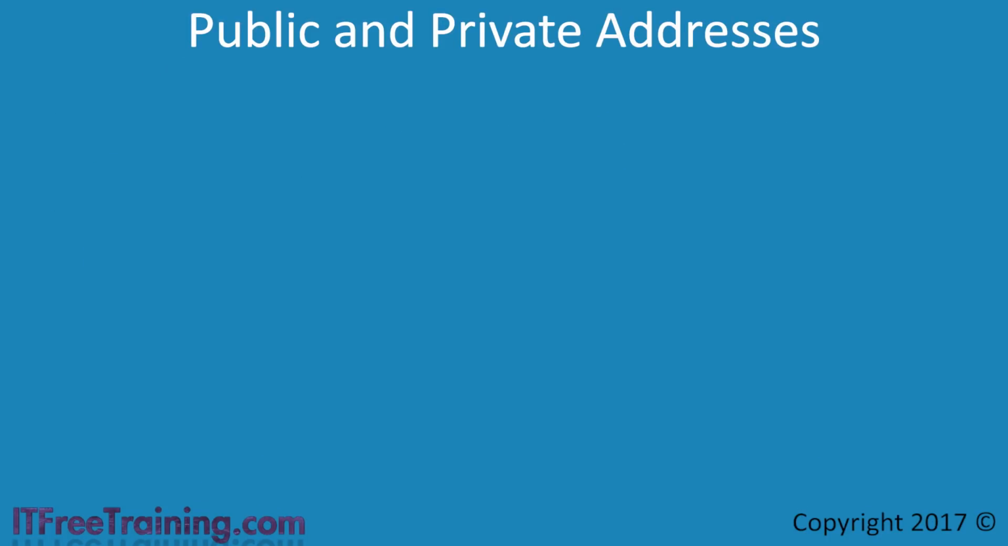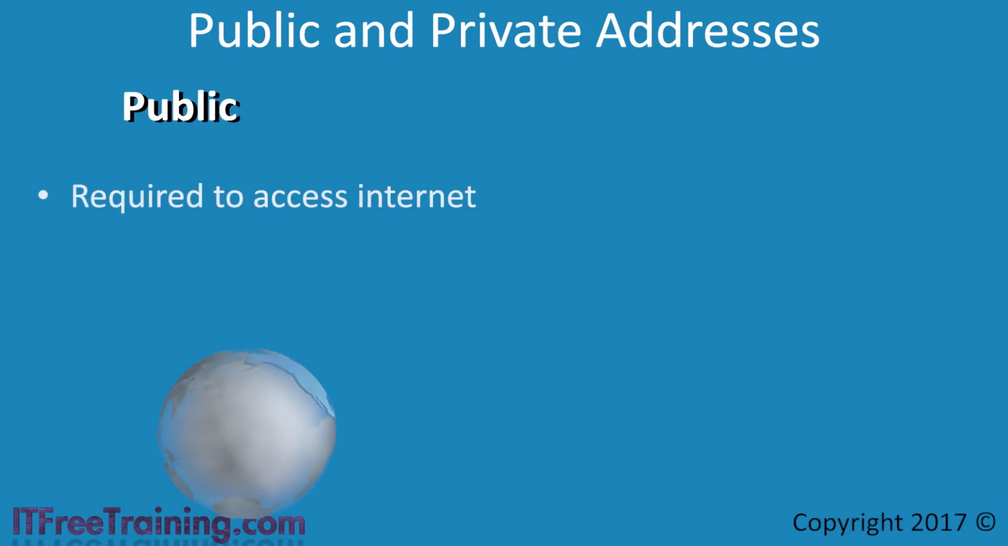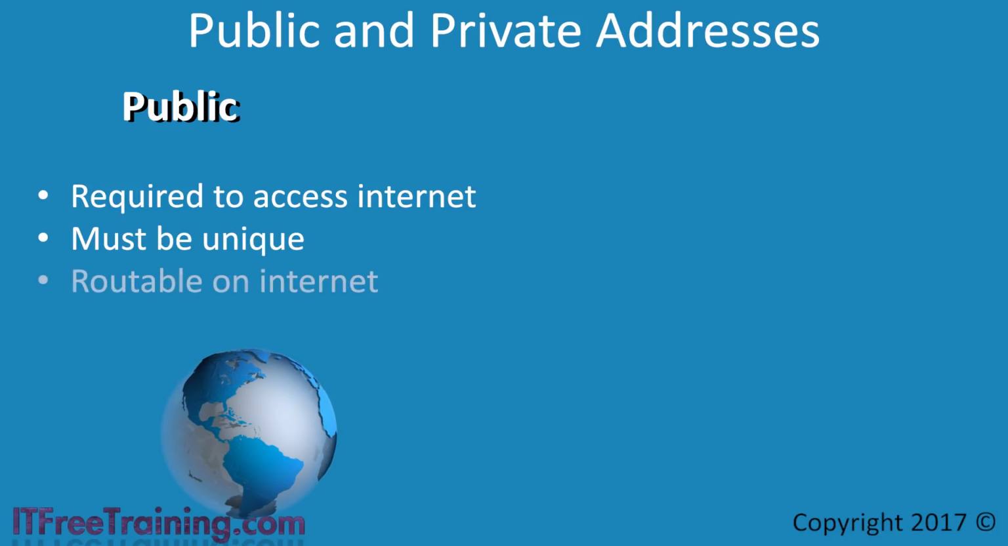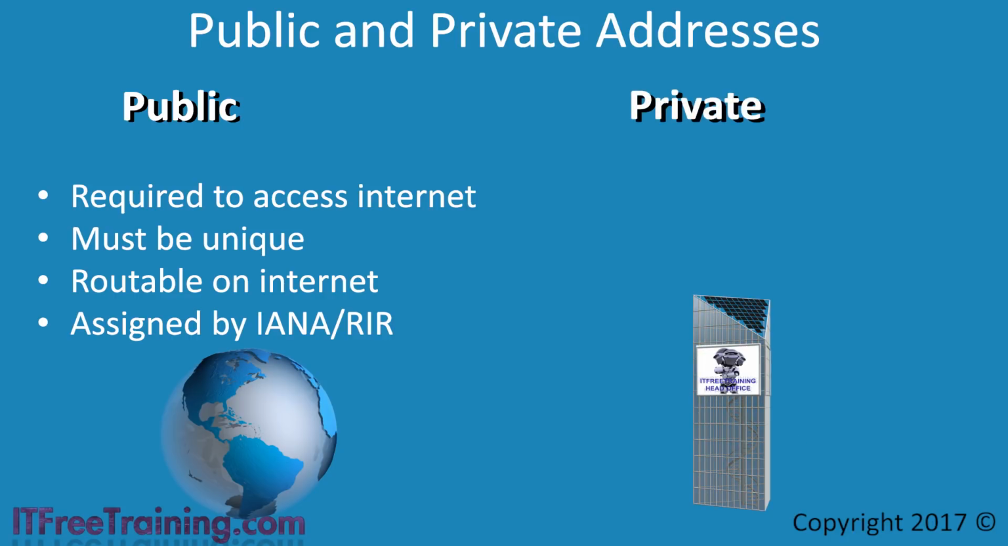The first main split of addresses is public and private. Public addresses are required to access the Internet. Just like a telephone number, it must be unique. Since all public IP addresses are unique, any router on the Internet will route them to where they need to go. To ensure this process is correctly managed, public IP addresses are assigned by the Internet Assigned Numbers Authority and Regional Internet Authorities. These organizations are responsible for managing the IP addresses globally and allocating them to regions, ISPs, and organizations.